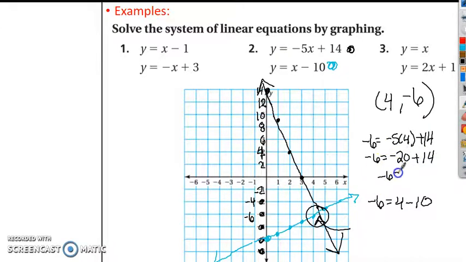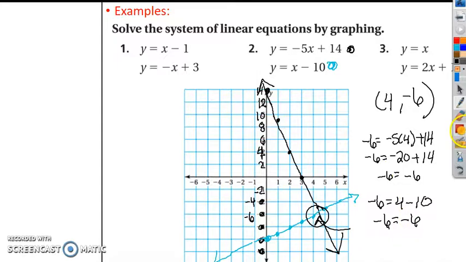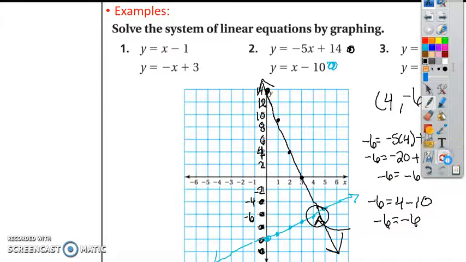Does negative 6 equal negative 6? Yes. Does negative 6 equal negative 6? Yes. They're the same answer. So that is the point of intersection. We're good. All right, let's go to example number 3.